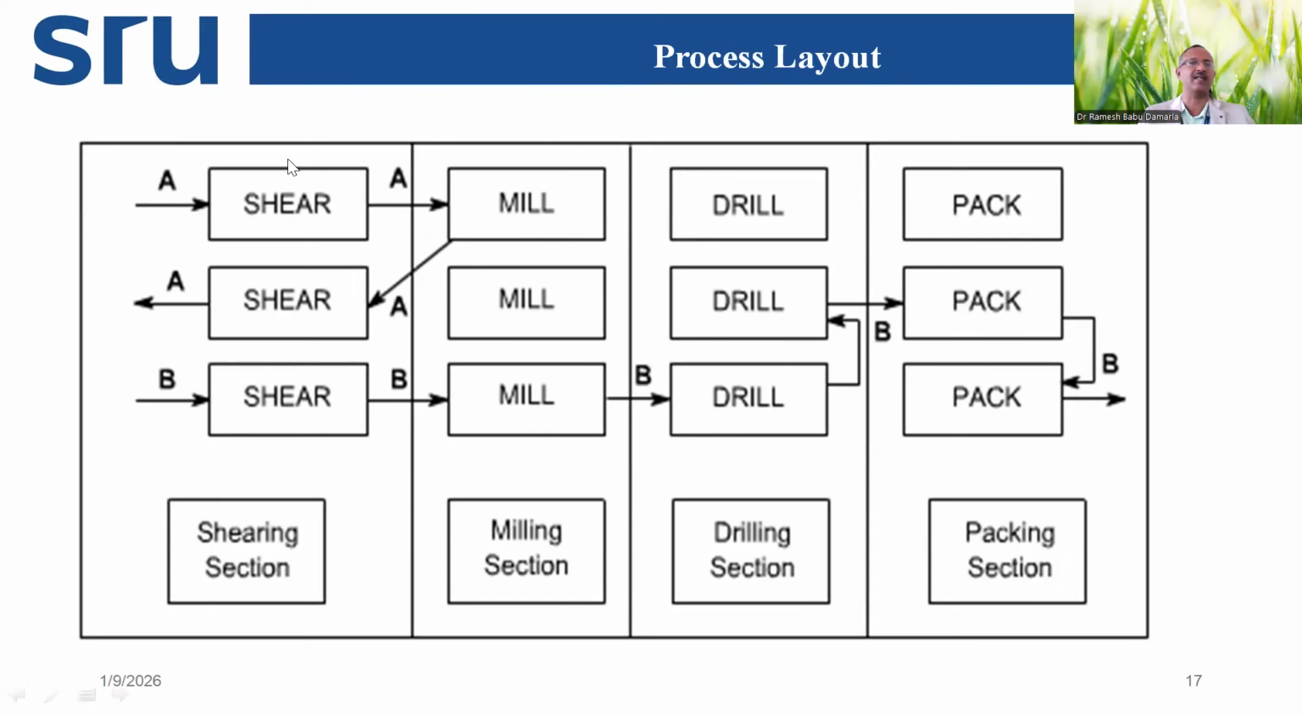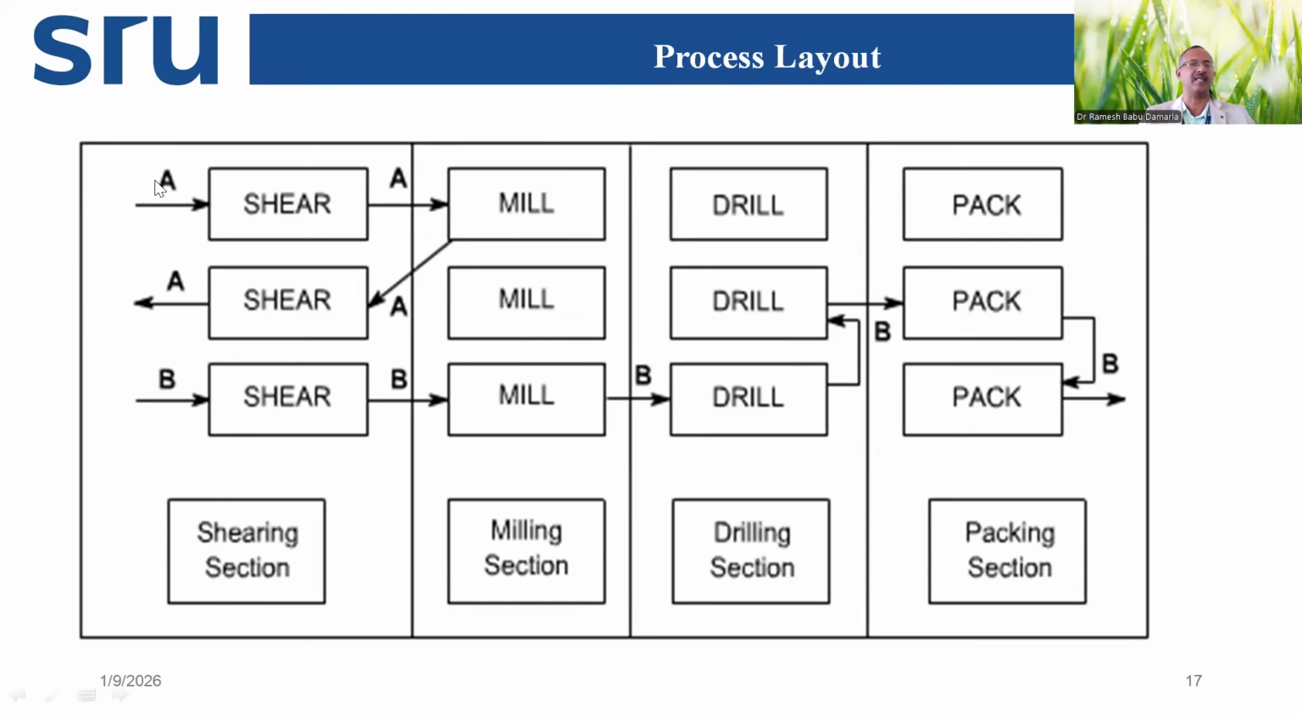The outer rectangles indicate one section or department or wing. The first one is a shearing section where shearing machines are there. Next is milling section, drilling section, and packing section. This is for engineering products. Say one component has to be manufactured.